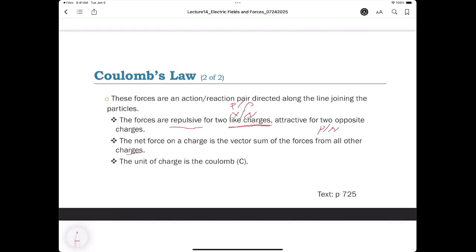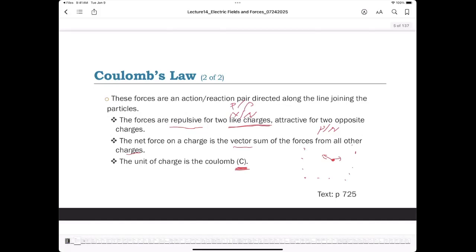You can see here, if we want to calculate the force on this charge, and there are different charges, you calculate the force from each of them on this one, and then use the vector sum to add them all and get the net force. The unit of charge is the Coulomb, short for C. This is Coulomb's law. I hope you can remember these things and know how to calculate it. Let's continue.